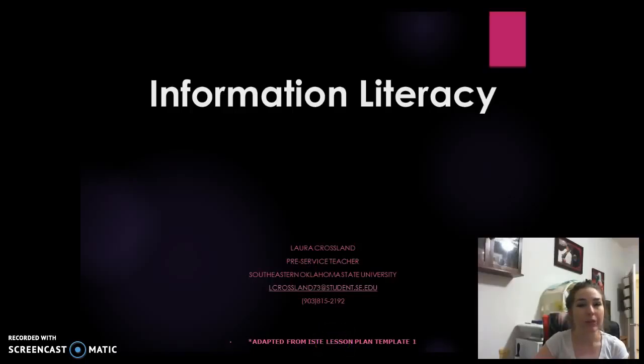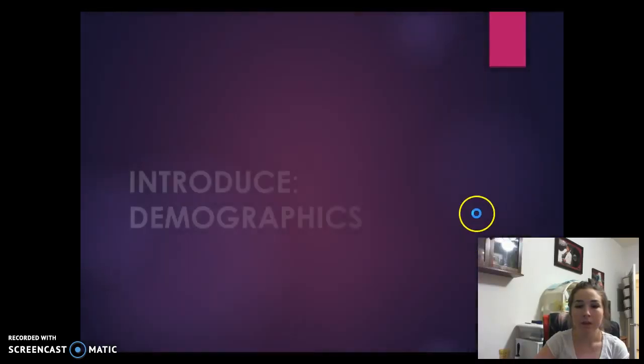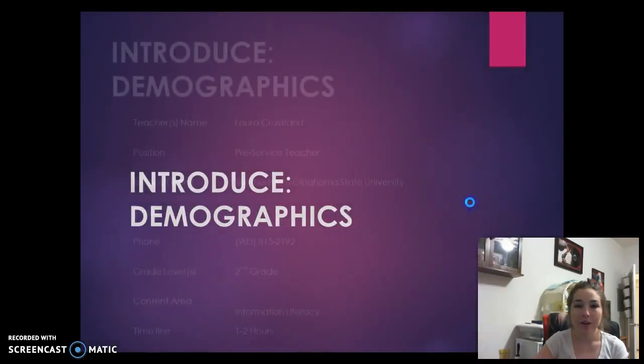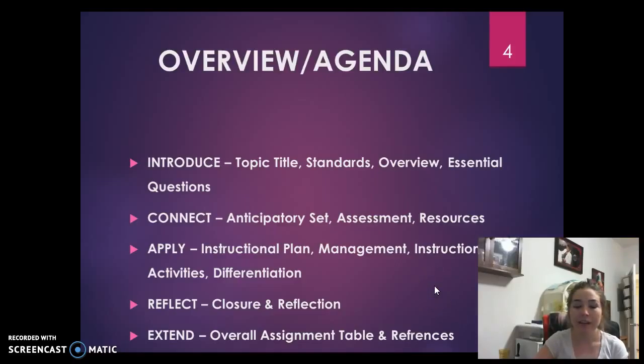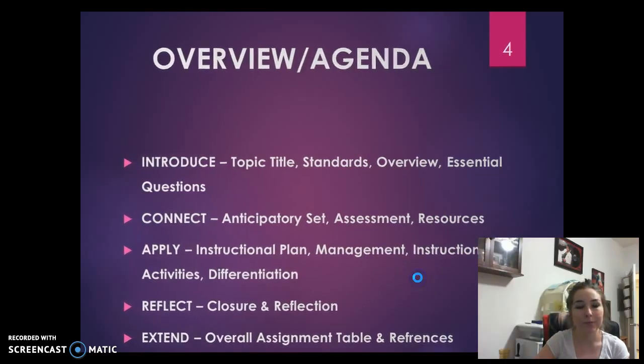I'm a pre-service teacher with Southeastern Oklahoma State University, and in this presentation we will be discussing information literacy in the classroom. This lesson is intended for second graders and should only have a duration of 1 to 2 hours in the classroom. We will be discussing the standards, as well as the anticipatory set, assessment, and resources used, and the application of the instructional plan and differentiation, and we'll have a short closure and reflection in the end.